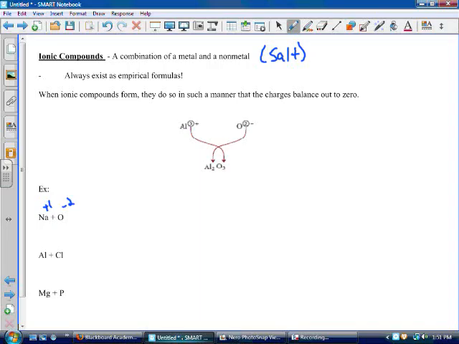When I do my crossover method, the 1 comes down, the 2 comes down. Our formula that is produced is Na2O. So when sodium and oxygen combine, that's the formula that would result. Our next example, aluminum is +3. Chlorine is -1. When they combine, I would get AlCl3. Again, the number comes down as a subscript. Please do not leave it up in the coefficient form or as an exponent.